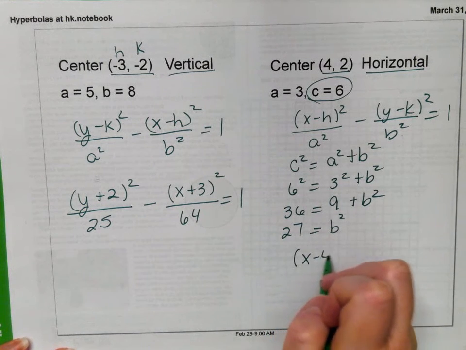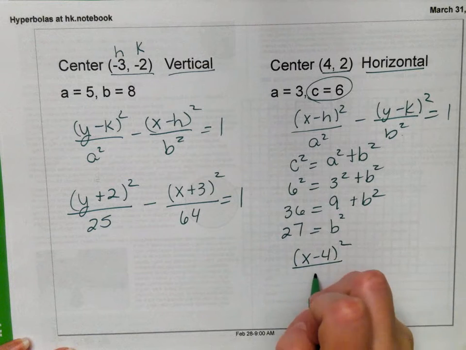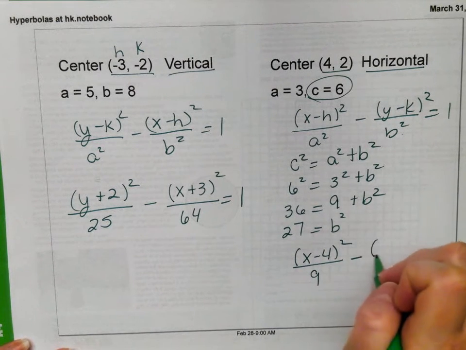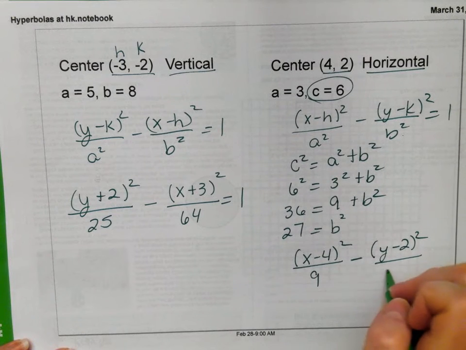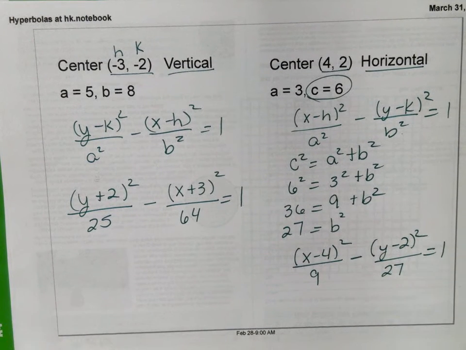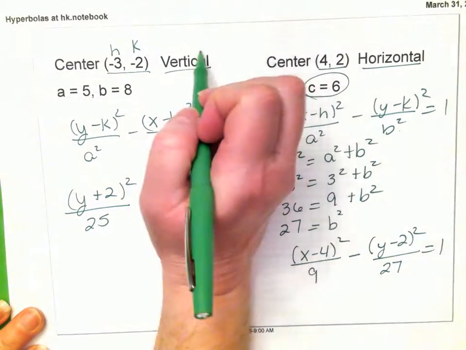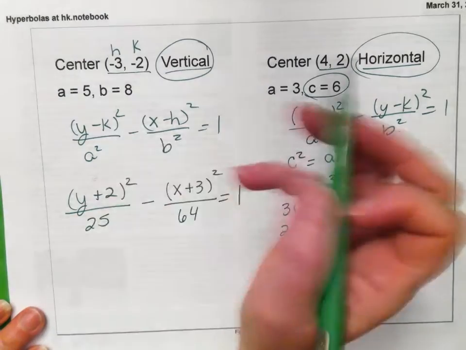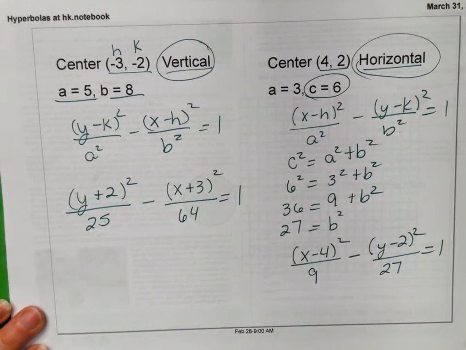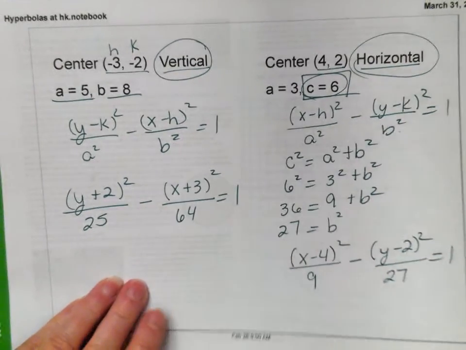So (x minus 4) squared over, a was 3, so that would be 9, minus (y minus 2) squared over 27 equals 1. And that is how I write my equations. Not so horrible. Please note if it's vertical or if it's horizontal. And note, you have a and b in the equations. C has to be calculated.